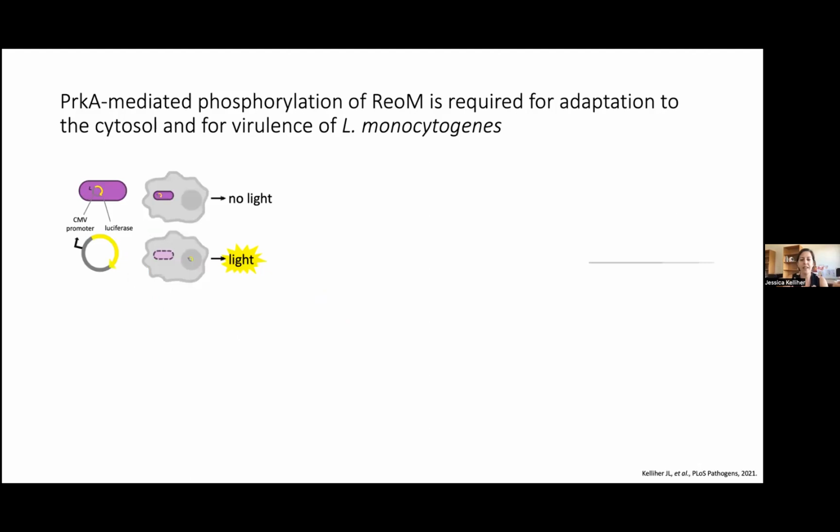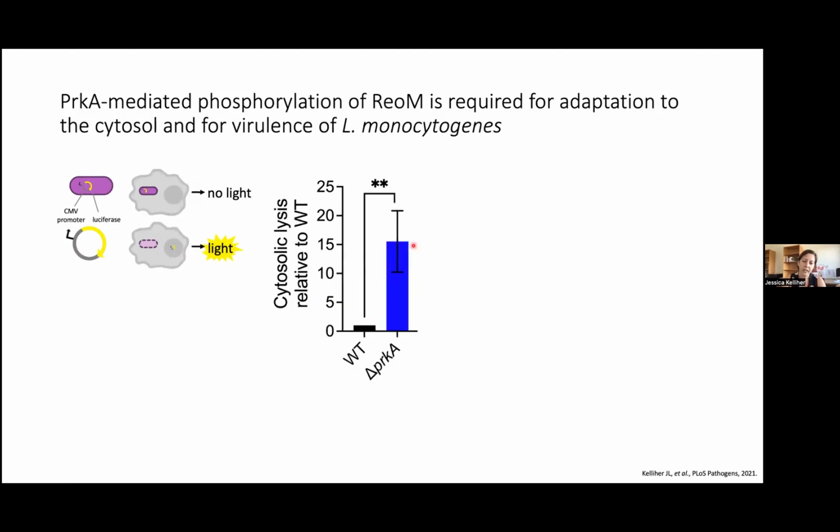So in this assay, a PERK-A mutant is killed at rates 10 to 15 times higher than wild type. But remarkably, deleting REOM in the PERK-A background completely restores resistance to the cytosol of the PERK-A mutant, indicating that this pathway is contributing to the ability of Listeria to adapt to stress in the cytosol.